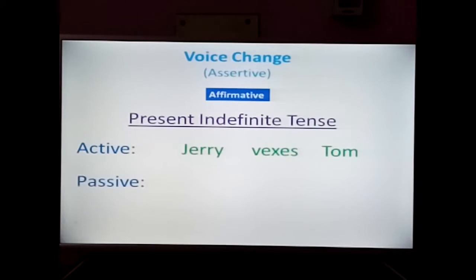By now, you have learned that the object of the active sentence becomes the subject of the passive sentence, and after the subject of the passive sentence, we need a be verb in its right form. And for a singular subject like this, third person singular subject, in the present indefinite tense, the right form of the be verb is always this one, is.